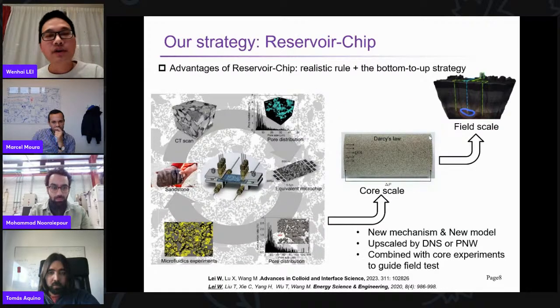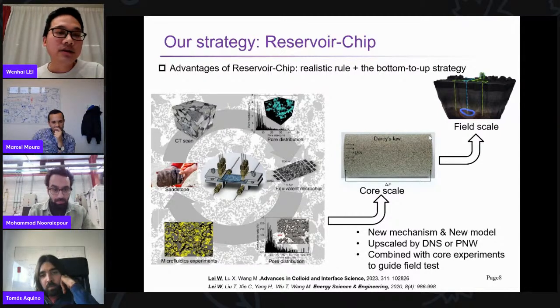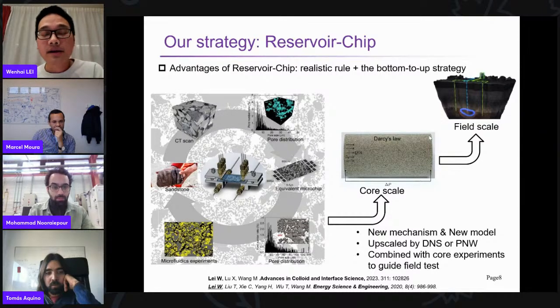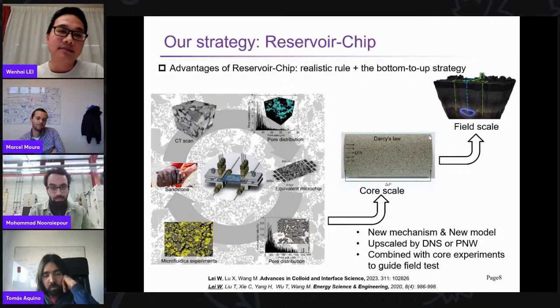So firstly, I introduce our previous work about the design of the reservoir chip. First, we take a sandstone and use CT to scan it and get the pore size distribution and the hierarchical pore geometry features. We input this important statistical information into the random generation algorithm and then generate a similar microfluidic porous media. We want to explore the new mechanism or new model, which can be upscaled by direct numerical simulation or pore network model. We hope it can be combined with core flooding experiments to guide the field test.